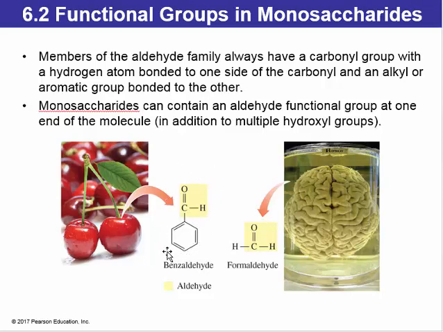This chemical has a pleasant aroma and flavor and is found in cherries and in almonds. And we see the aldehyde group is a carbonyl carbon bonded to a hydrogen, and then that carbonyl carbon is bonded to one other thing. In benzaldehyde, that carbonyl carbon is bonded to an aromatic ring.